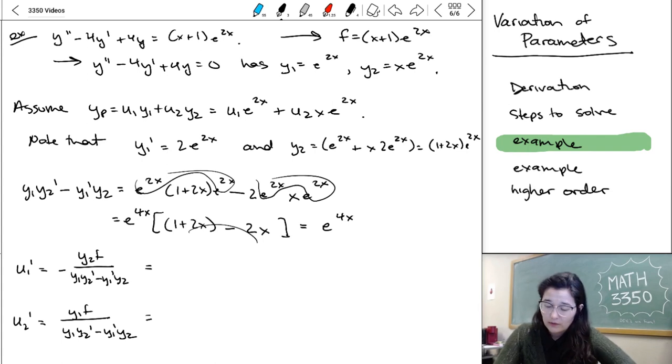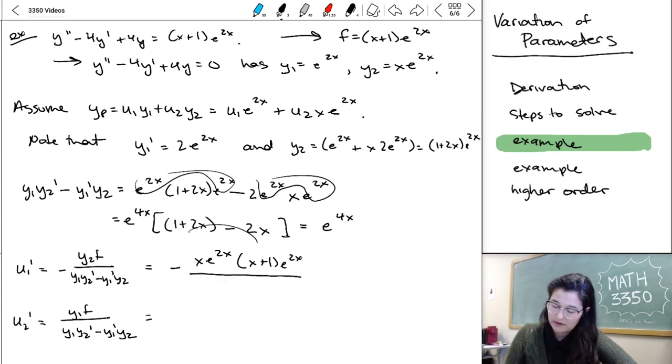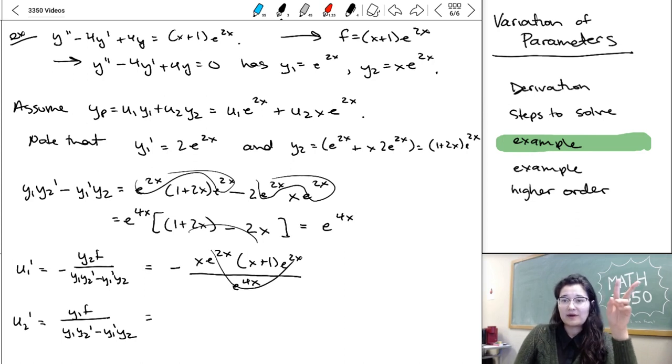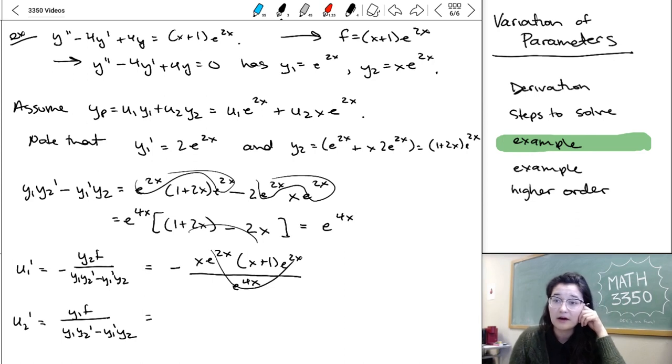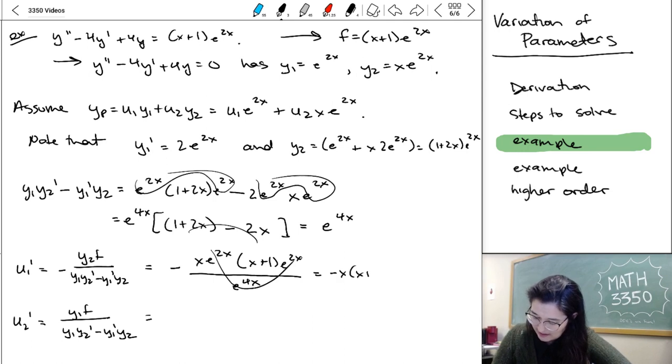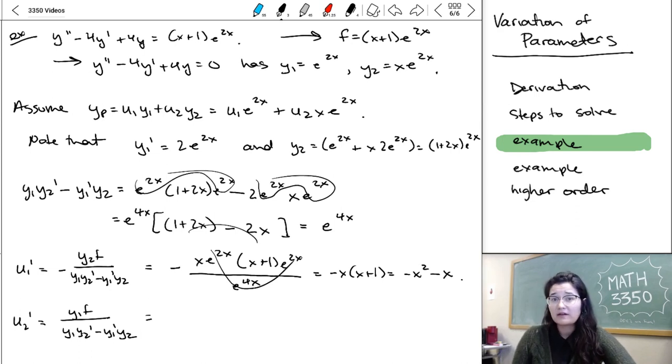So for u1 prime, we're going to have minus y2, which is x e to 2x, times f, which is (x plus 1) e to 2x, all of that over my e to 4x that I just calculated. That e to 2x times e to 2x is e to 4x. So it cancels out with the denominator, and I'm actually just left with minus x times (x plus 1), or minus x squared minus x. So everything looked quite complicated, but it is starting to become a little bit simpler.